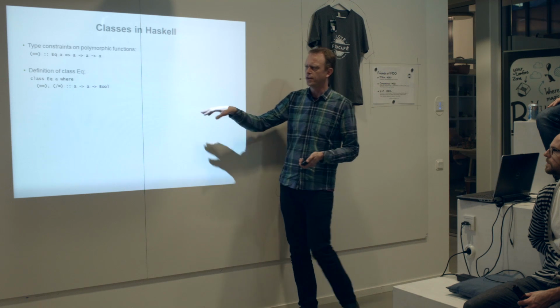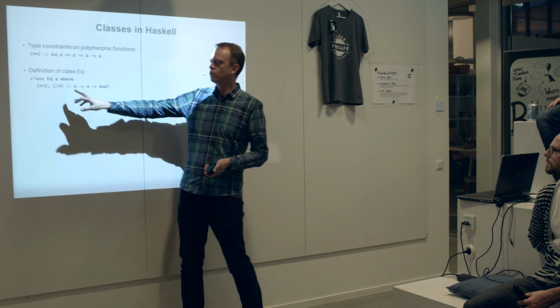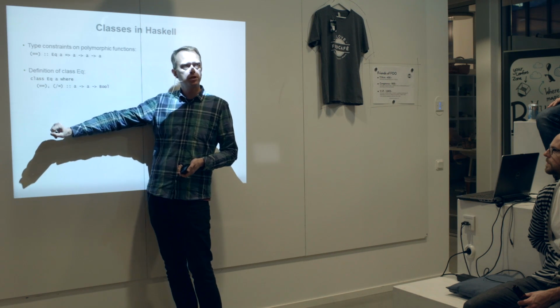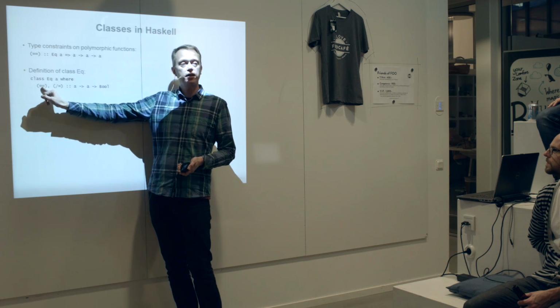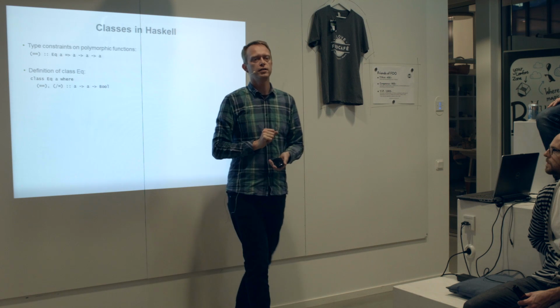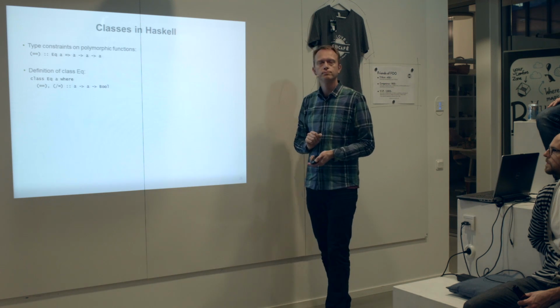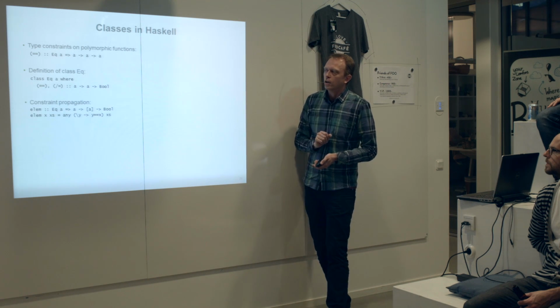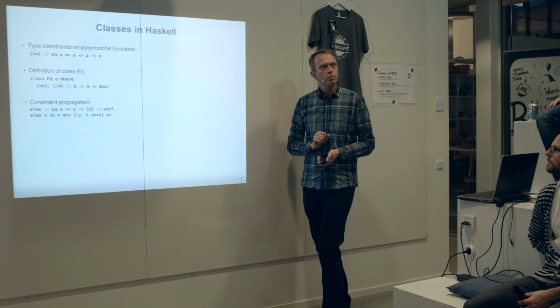And the equality class will describe something like this. I think there's a little more in here in Haskell, but this is the important thing. So if you have a type that is a member of the equality class, it's guaranteed to provide you with these 2 functions, equality and inequality. And these constraints will sort of propagate as you program.